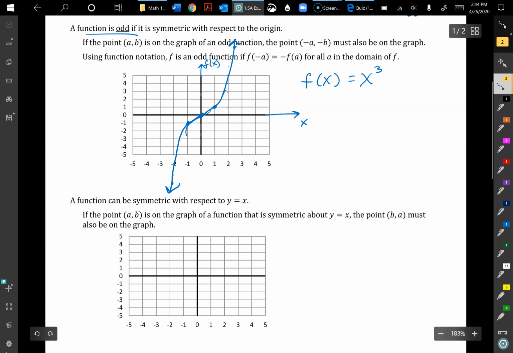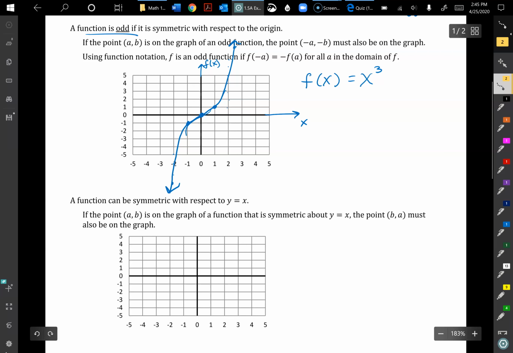That's why you're having this flip and flip again. So it's kind of around the origin here, so that must also be on the graph. Using function notation, f is an odd function if f of -a equals -f of a. So if I have the negative of my a, that's going to equal negative of f of a for all a in the domain.